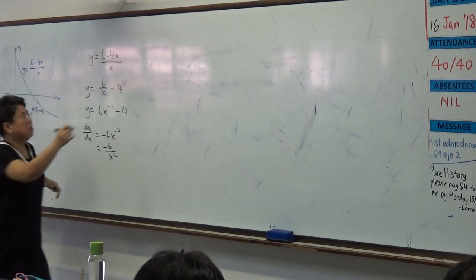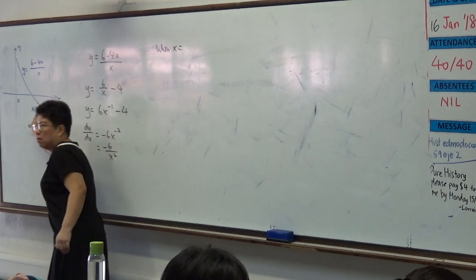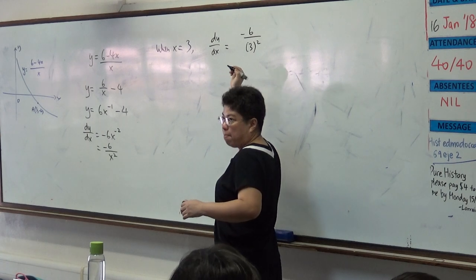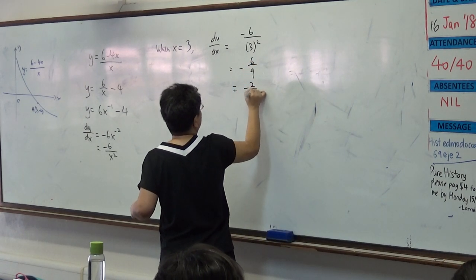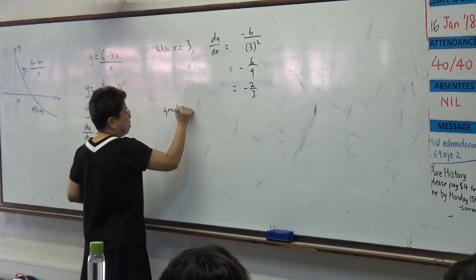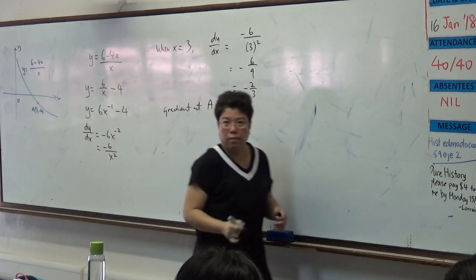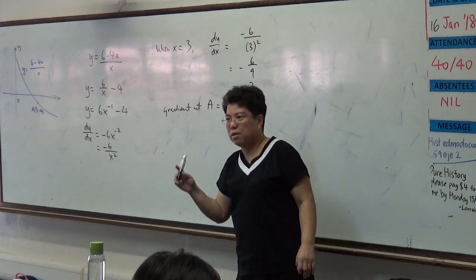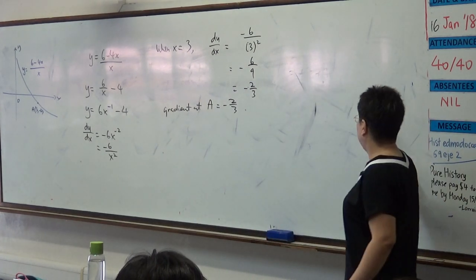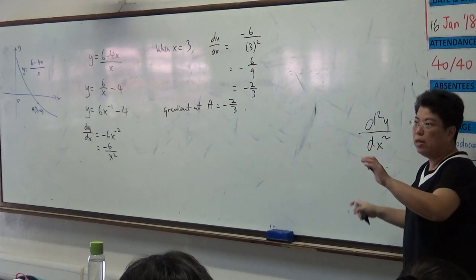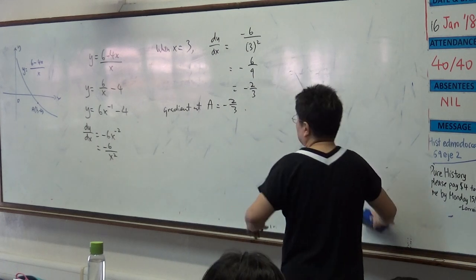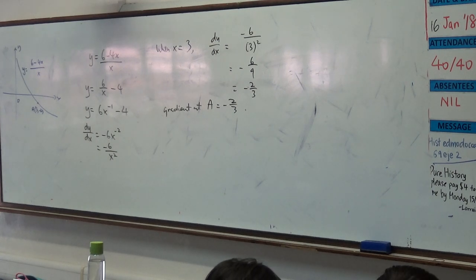Now, to find the gradient at A, what's my x? 3. Okay. dy dx will be minus 6 over 3 squared, right? So it'll be negative 6 over 9, negative 2 over 3. So the gradient at A will be negative 2 over 3. Everybody clear down here? Can you see that? Okay, alright, good. Usually I want to write dy dx because later on you have the second derivative, that means you differentiate another time, so it's d2y over dx squared. You won't go until the third derivative, that one is higher level. Our whole life will just be the second derivative. Understand? Everybody okay? Can or cannot? Now, look at part 2.